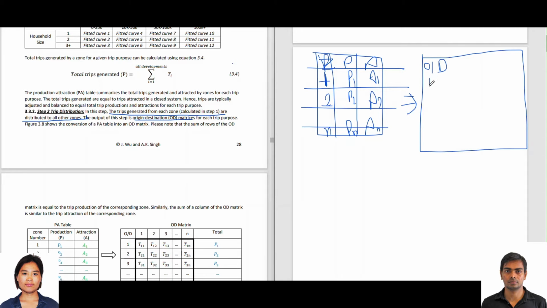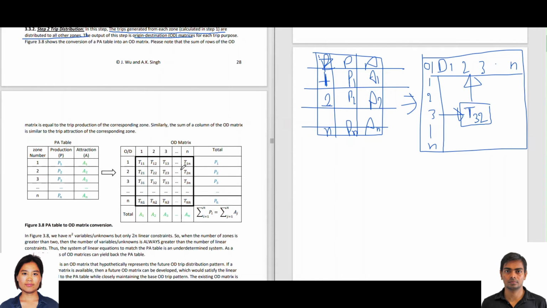Origins are defined in the vertical column. So 1, 2, 3, these are my origins, and destinations are defined in the rows, so 1, 2, 3 up to N. These are my destinations, and these are my origins. So let's say I'm looking at one of the numbers, T32. What this T32 is representing is the total number of trips going from zone 3 to zone 2. That's what it means. So here we have a different number of trips.